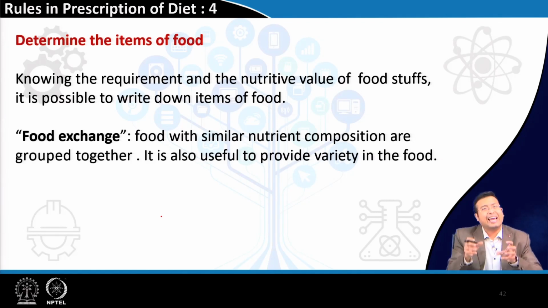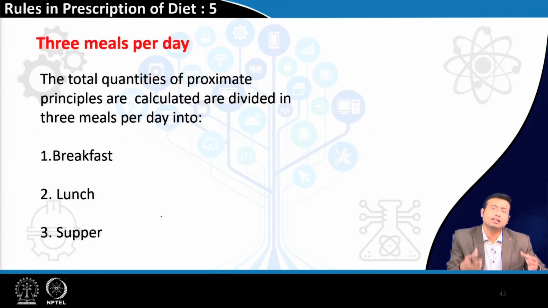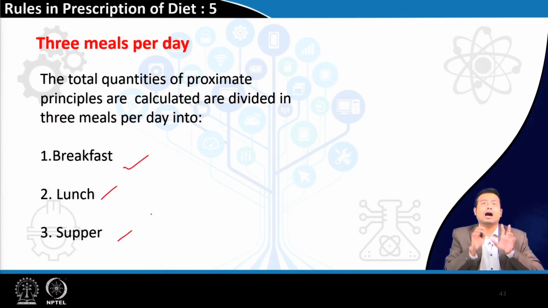One by one we calculate the amount of energy that is available per food item. Similar food items can be grouped together, that is known as food exchange. Someone can have roti one day and rice the next day to allow variations. So, similar items can be grouped together, very important when prescribing or formulating a diet. And finally, when all of this is available, they should be divided into 3 meals, that is breakfast, lunch and supper. So, that actually covers all the principles that are needed for diet formulation.